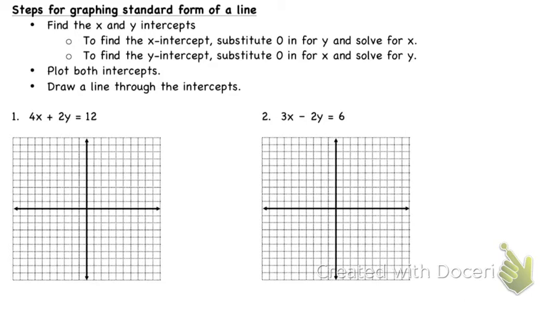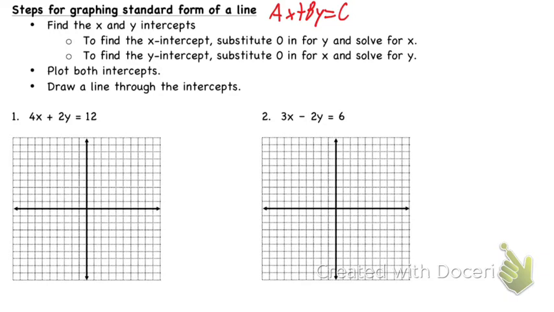We have this equation, 4x plus 2y equals 12. Is this in slope-intercept form? No. It's in our standard form, which we said a moment ago was ax plus by equals c. The a looks to be 4, the b looks to be 2, and the c looks to be 12, okay?